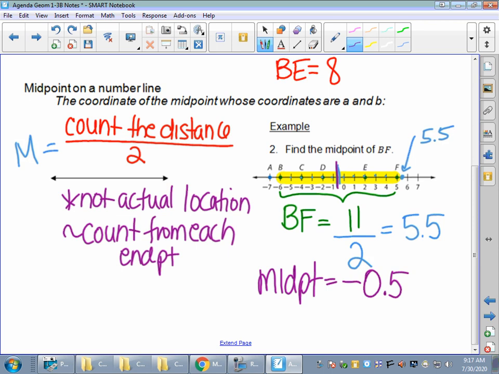I purposely picked one that had a decimal so that we could talk about that. And I purposely picked one that had that 5.5 that was outside of that highlighted segment. So count your distance between your endpoints, divide by 2, and then remember to do the last step. It's not an actual location, it's the distance from each endpoint. It's not that hard, but sometimes you're in a rush and you forget to finish things up.